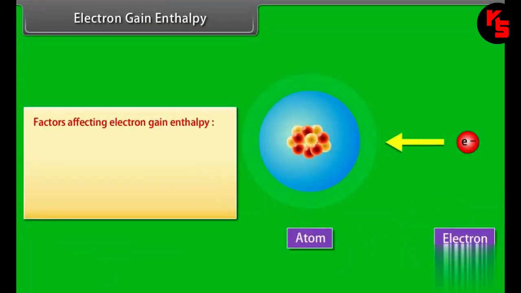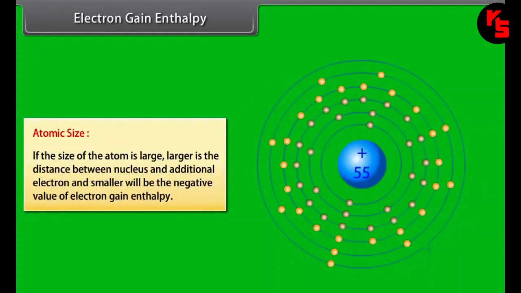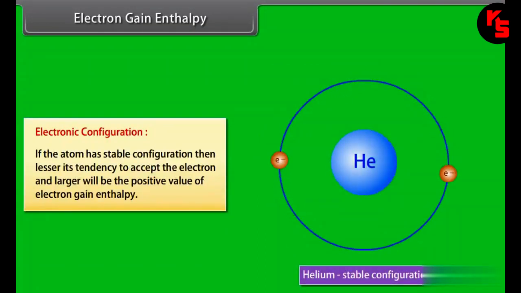Factors affecting electron gain enthalpy. Nuclear charge. Greater the magnitude of nuclear charge, greater will be attraction for the incoming electron, so that larger will be the negative value of electron gain enthalpy. Atomic size. If the size of the atom is large, large is the distance between nucleus and additional electron, and smaller will be the negative value of electron gain enthalpy. Electronic configuration. If the atom has a stable configuration, then lesser is its tendency to accept the electron, and larger will be the positive value of electron gain enthalpy.